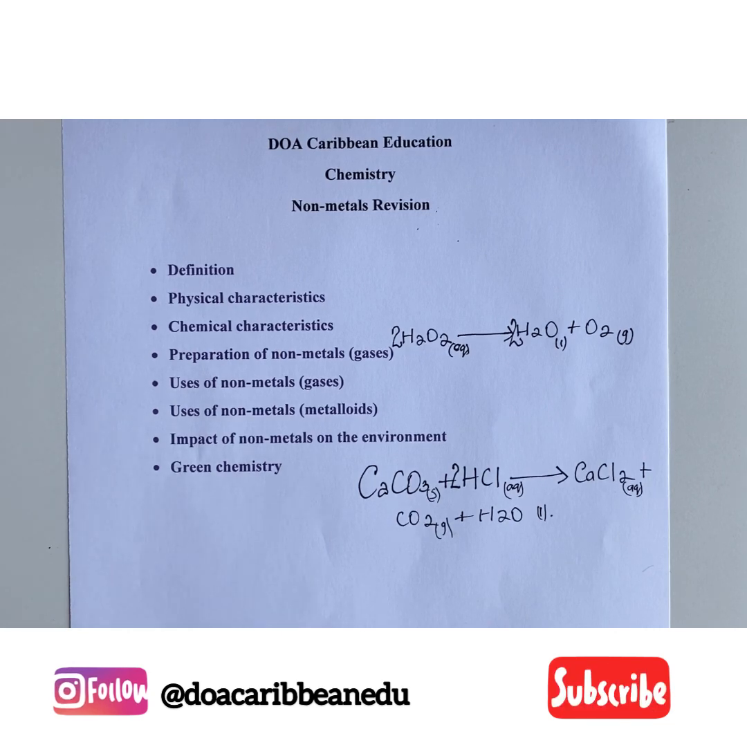And the simpler way to produce ammonia is by warming a base with an ammonium salt.